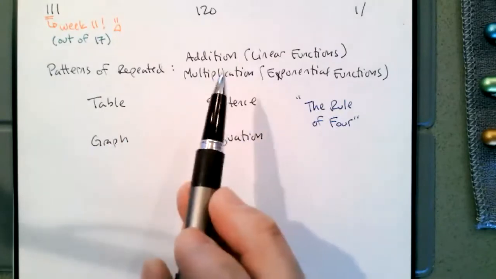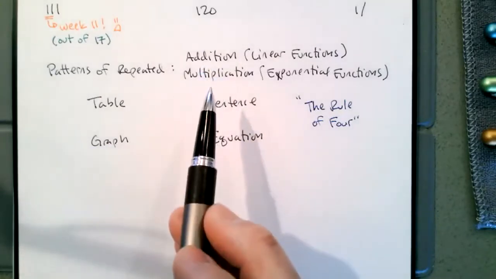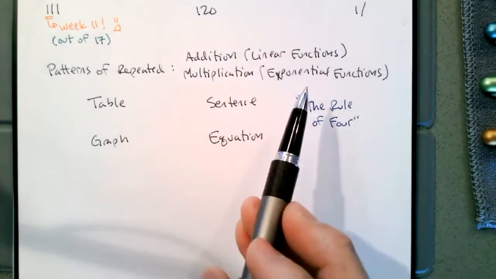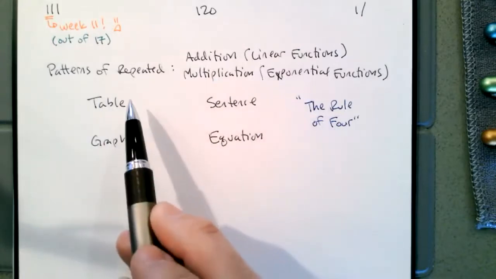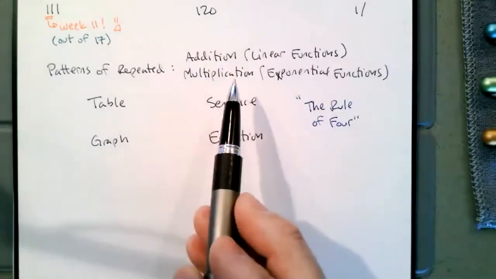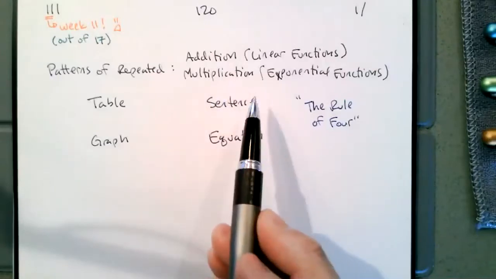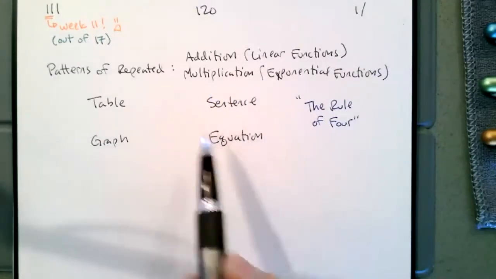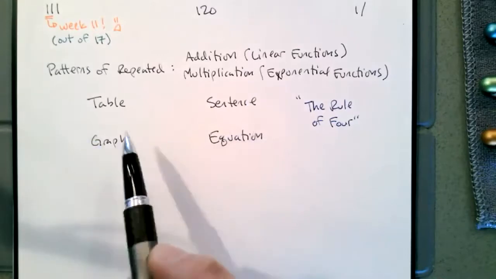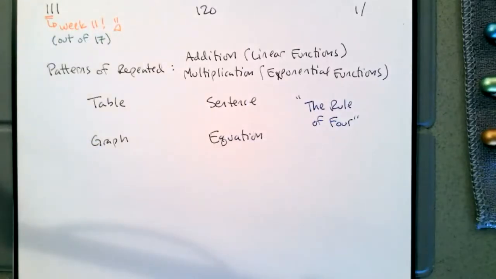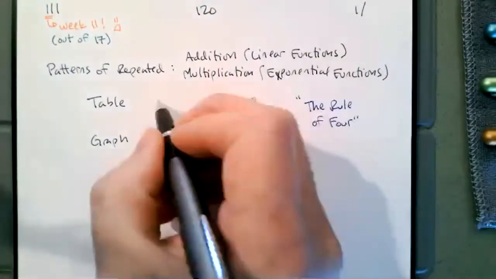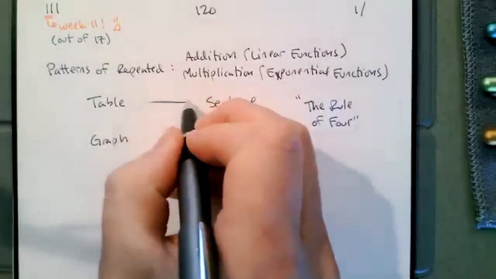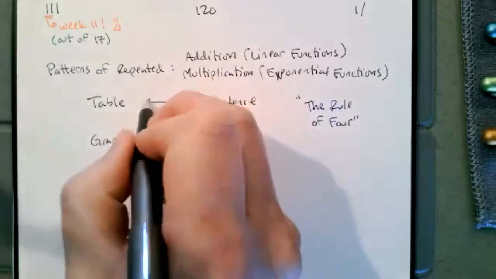So in the case of patterns of repeated addition and multiplication, linear and exponential functions, looking at a table and identifying a pattern, describing that pattern with a sentence, translating that sentence into an equation, and then we haven't added the graph piece yet, but it's coming. The big idea is we want to understand how each of these things is related to the others.